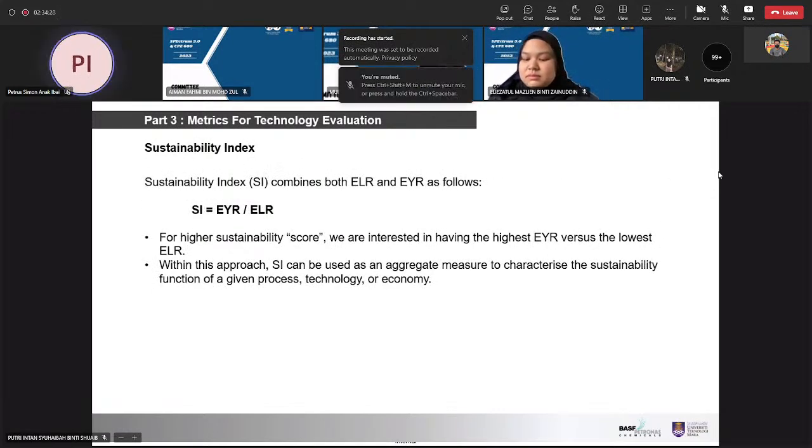The sustainability index combines both ELR and EYR as follows. This means that for the highest sustainability score, we want a higher EYR versus the lowest ELR. Through this, the sustainability index can be used as an aggregate measure to characterize the sustainability function of a certain process, technology, and also economic model. All right, next.